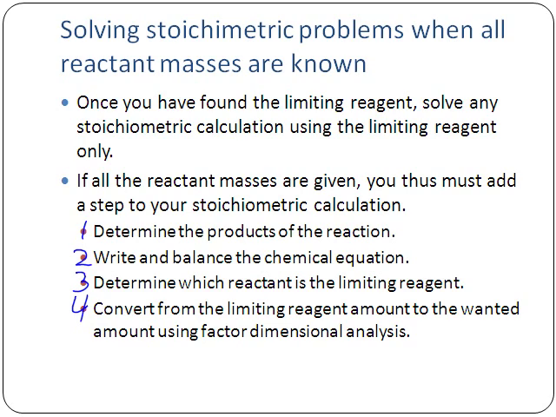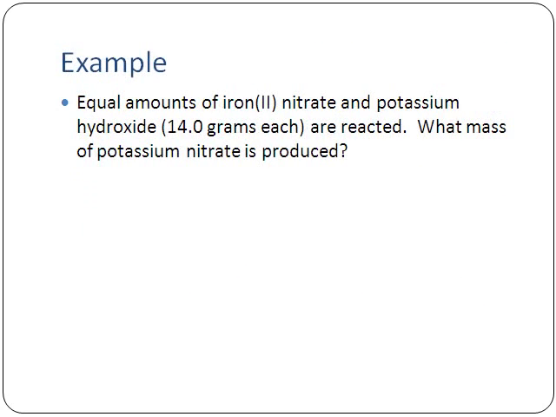And so you'll use the mole ratio, of course, that you figured out over in question 2, same as we have before. So let's go ahead and try out something like this to see if this will work out. Equal amounts of iron 2 nitrate and potassium hydroxide, that's 14 grams each, are reacted. What mass of potassium nitrate is produced?